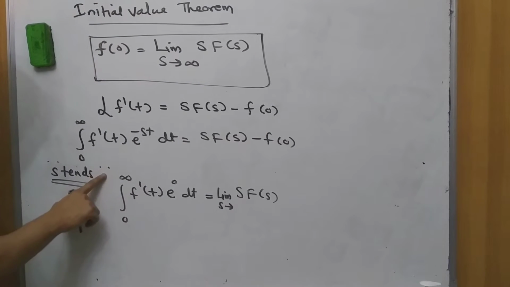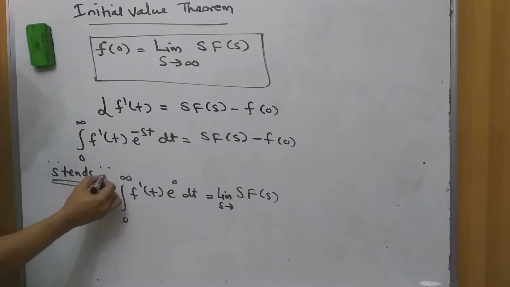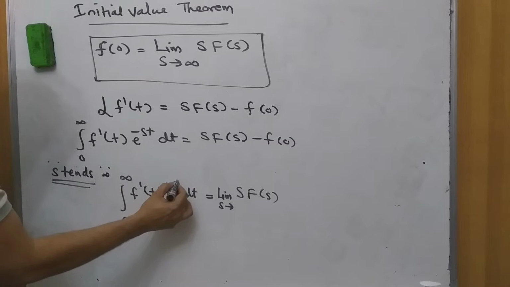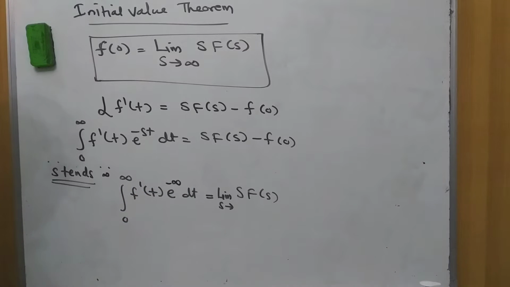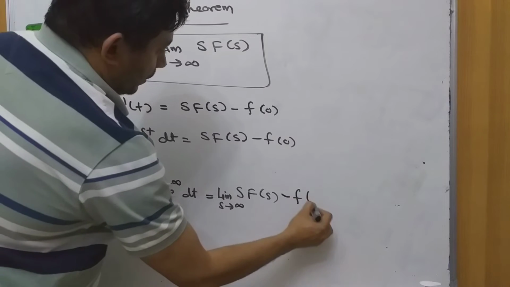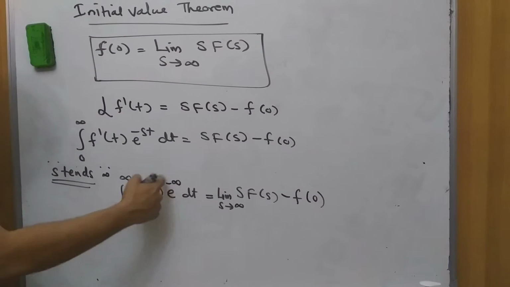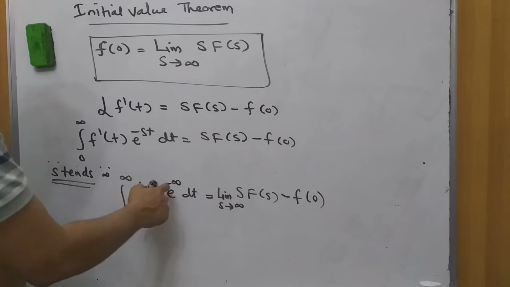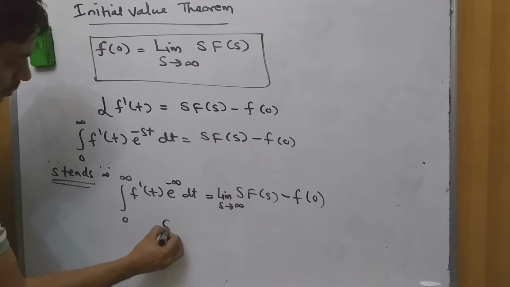we try to substitute s tends to infinity. So this is going to be minus infinity, and s tends to infinity minus f of 0. So this part is going to be 0. So this particular e raised to minus infinity is going to be 0. So this side is going to be 0.